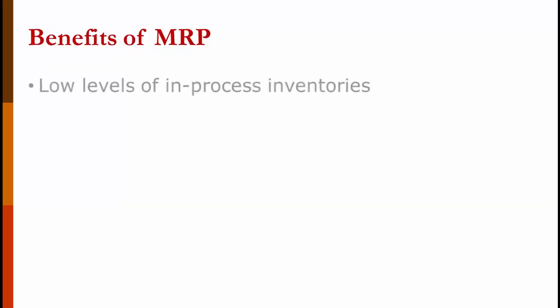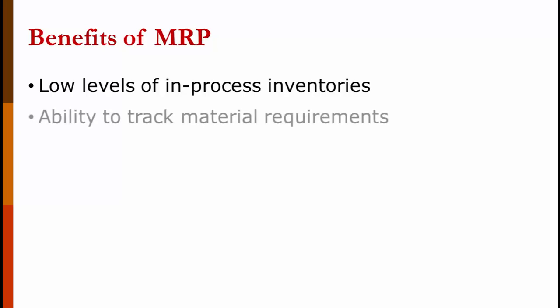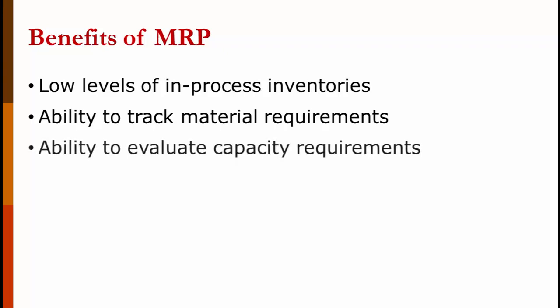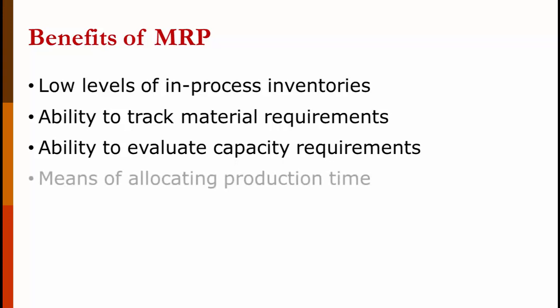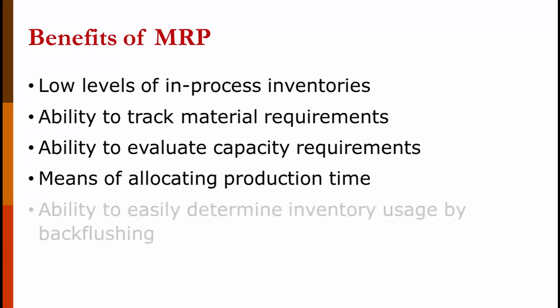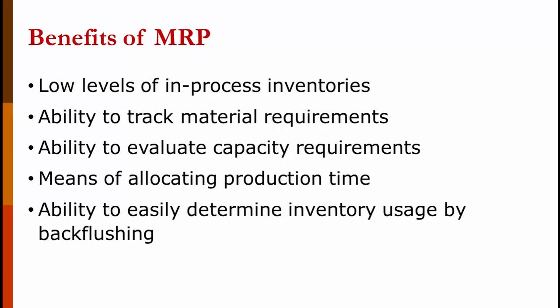So what are the benefits of MRP? The biggest one, and I've already talked about this, is low levels of inventory, both raw materials inventory and process inventory. The second is the ability to track material requirements. I've talked briefly about that. Another is the ability to evaluate capacity requirements, and I talk about that in the next lecture. Scheduling the production of our dependent demand items, the ones that we produce, gives us the way of allocating our production time. And we have the ability on an assembly line to monitor inventory using something called backflushing.